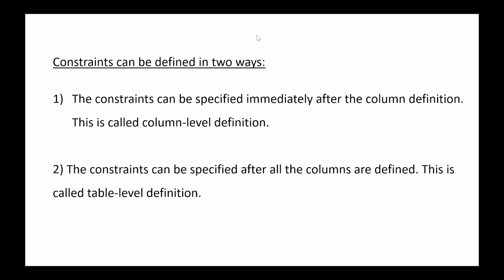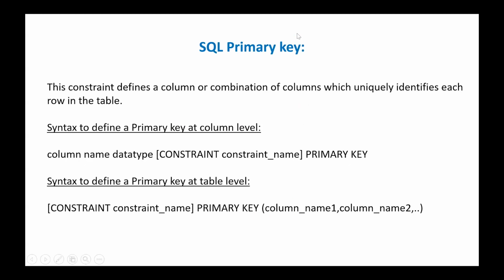So before getting to the primary key, constraints can be defined in two ways. Constraints can be specified immediately after the column. That is what we discussed in the previous slide, that it can be column level or table level. Whenever I mention it immediately after the column definition, it is called a column level definition. If the constraints are specified after the columns are defined, this is called a table level definition. That is, first I will define column 1, column 2, their data types and their names and everything. Once I complete that, if I define any kind of constraint, then it is called a table level constraint definition. Okay, so when we do the example, it is going to be clear. So let us move on to the primary key.